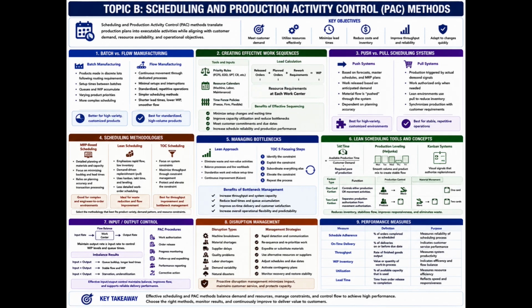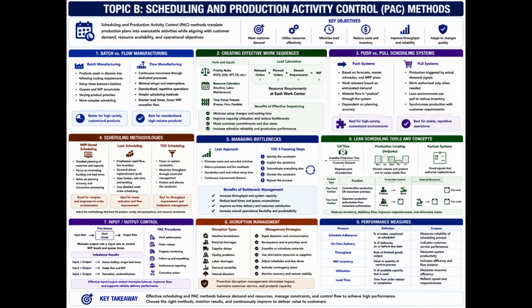Creating effective work sequences is essential for maximizing efficiency and balancing supply with demand. Schedulers use priority rules, resource calendars, and time fence policies to establish production order, while ensuring that critical customer commitments are met. Time fences protect portions of the schedule from frequent changes and provide stability for operations and material planning.